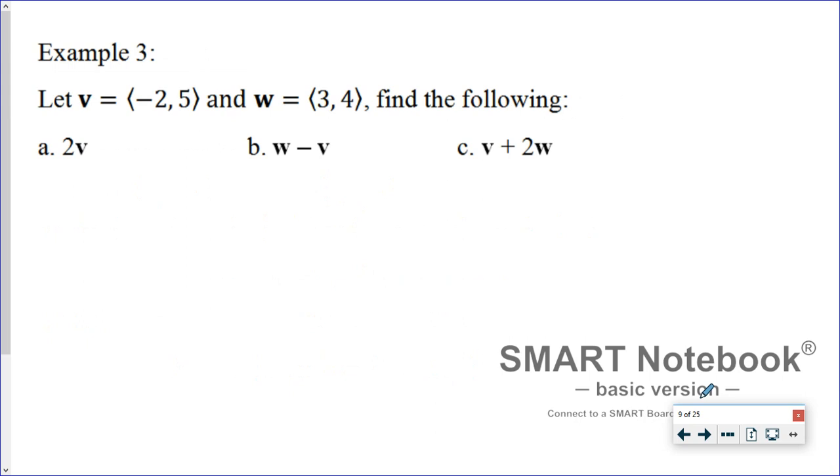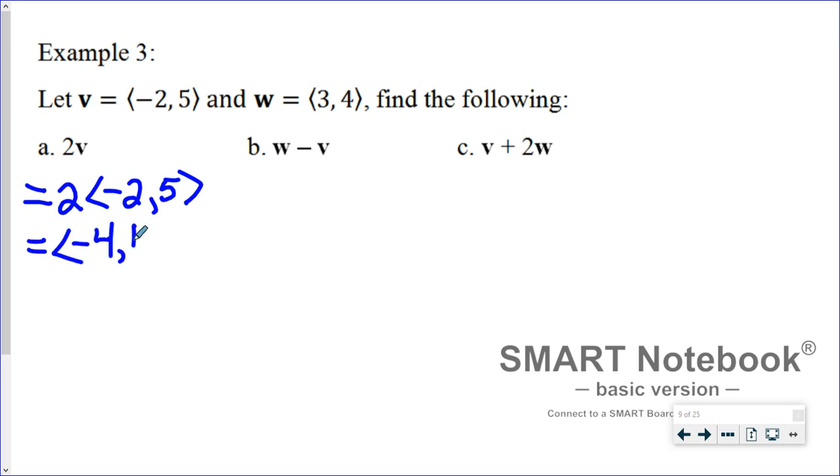Okay, so let's look at a couple of examples here. Let v be the vector negative 2, 5, and w be the vector 3, 4. Find the following. First, we want to find 2v. That's just a scalar multiple. So all I have to do is say that this is going to be 2 times the vector negative 2, 5. All I have to do is essentially distribute this. So I'm going to get the vector negative 4, 10.